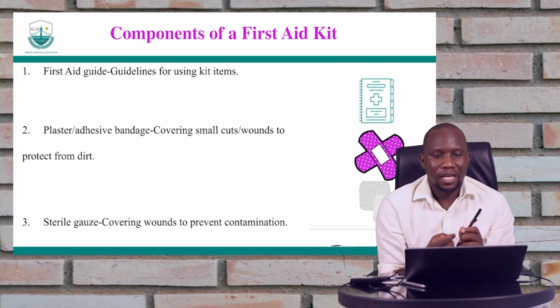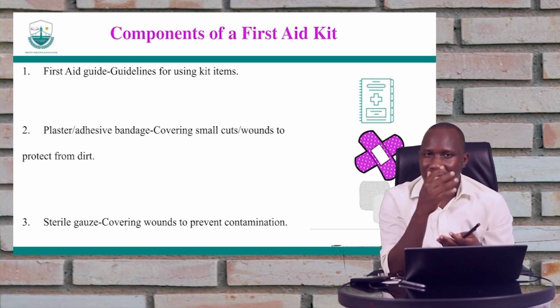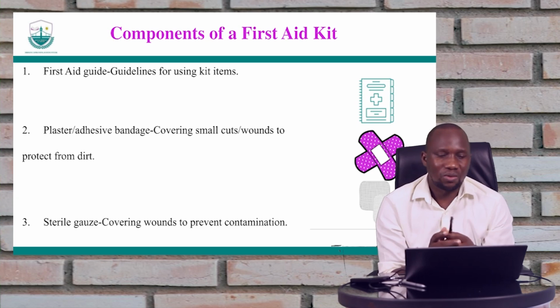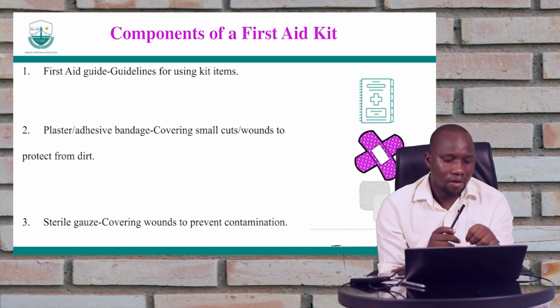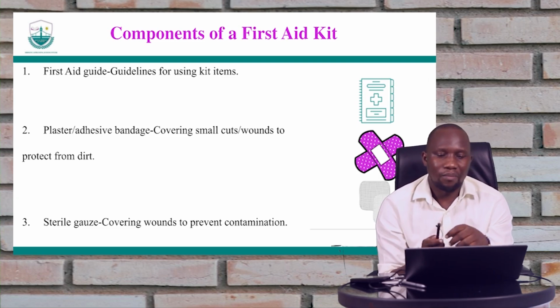So you'll find what we call the first aid guide. It's a booklet that contains how you can use some of the things and how you can handle some of the injuries that you can encounter. It's just a booklet that gives you directions on how to handle certain situations, for example. And then the plaster. If you get a wound and that wound has been cleaned, you can cover it with the plaster.